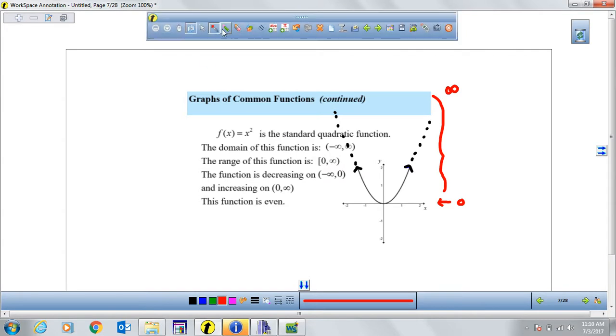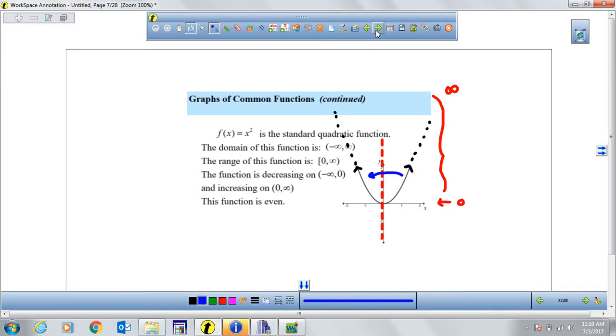Now, the function is both decreasing and increasing. As you can see, it is first decreasing on the first half because it's coming down from left to right. So from negative infinity all the way until it gets to 0, it is decreasing. And anywhere from 0 to positive infinity, it is increasing. And then the function is even because if I reflect it over the y-axis, it's going to create its own graph. So if I reflect this piece over the y, it creates its own.